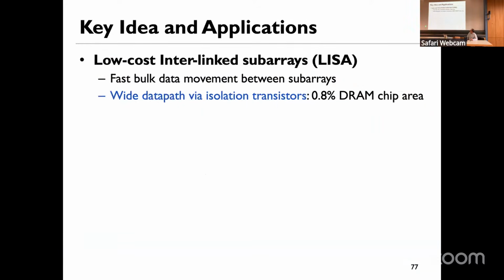Okay, so I'm going to give you the key idea. We call it low-cost interlink subarrays, but we want to enable fast block data movement between subarrays. To enable this, you need a way of connecting the bit lines in one subarray to the bit lines in another subarray. That's it, basically. Today, they're not connected, and we're going to add isolation transistors to enable that connectivity. An isolation transistor is a special transistor that can enable or disable. If you enable it, things are connected, like a wire. If you disable it, things are disconnected, basically. It's very simple.